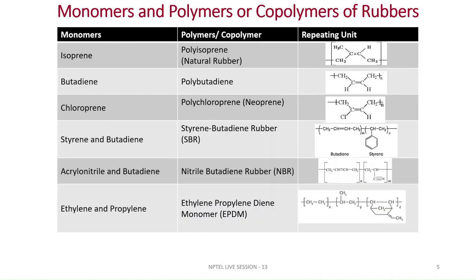Next we will discuss some monomers and polymers or copolymers of the rubbers. You can see isoprene, which is the monomer of natural rubber. It forms the polymer polyisoprene, and it has this kind of structure that we discussed in the previous slide.